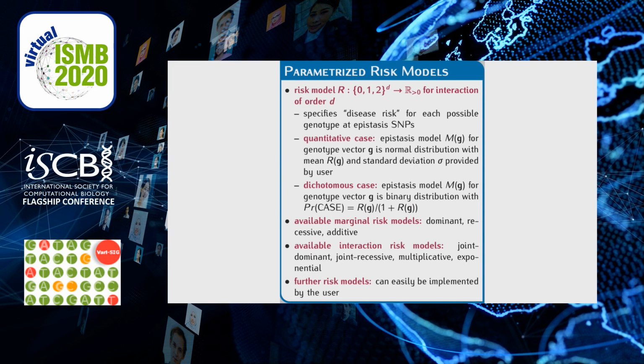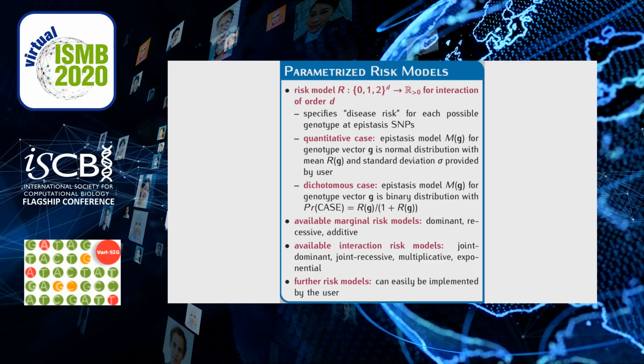For quantitative and dichotomous phenotypes, the epistasis model can alternatively be specified via parametrized risk models. The risk model for an interaction of order D is a function R which maps a genotype vector of size D to a real number. It specifies the disease risk for each possible genotype at the epistasis SNPs. In the quantitative case, the induced epistasis model is given as the normal distribution with mean R(G) and standard deviation sigma, which is provided by the user. In the dichotomous case, the induced epistasis model is the binary distribution with a case probability given as R(G) divided by 1 plus R(G).